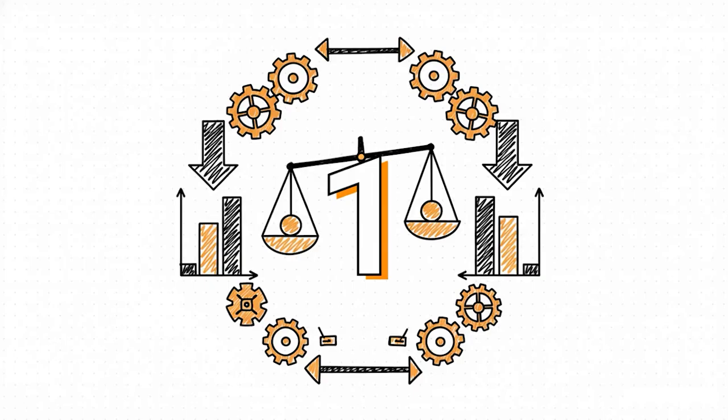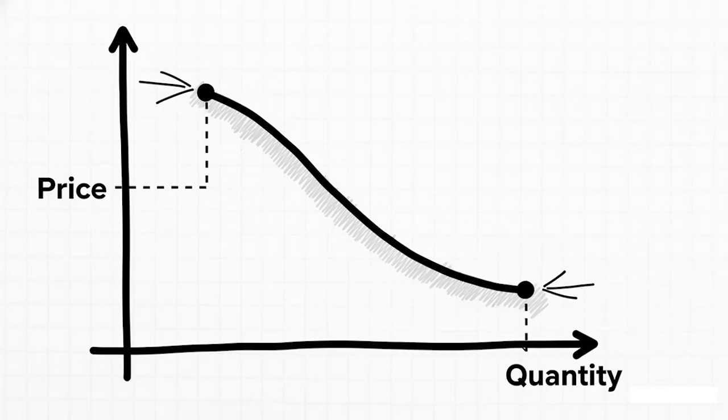Now, right in the dead center of our spectrum, we hit the perfect balancing point. This is where the elasticity value is exactly 1. Everything is perfectly proportional here. We call this unit elastic demand. It's pretty straightforward. If the price drops by, say, 10%, the amount people want to buy goes up by, you guessed it, exactly 10%. It's a perfect one-to-one relationship.